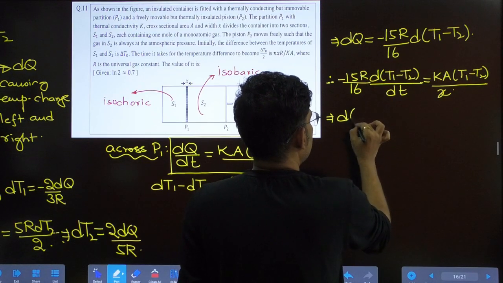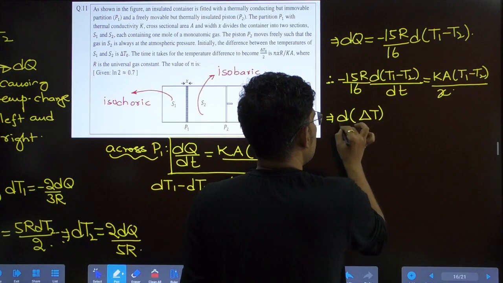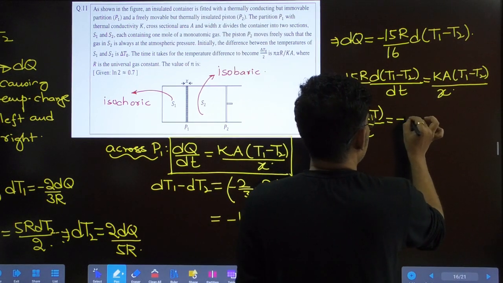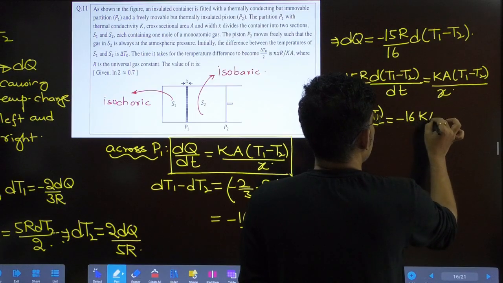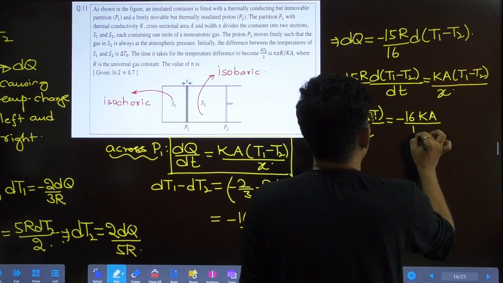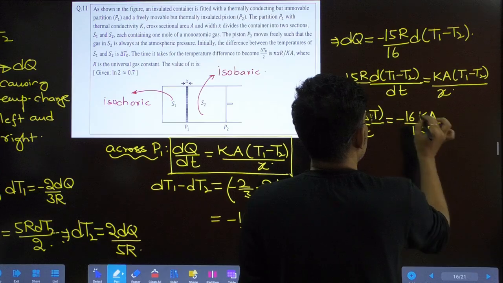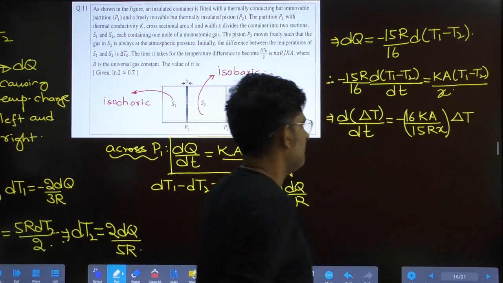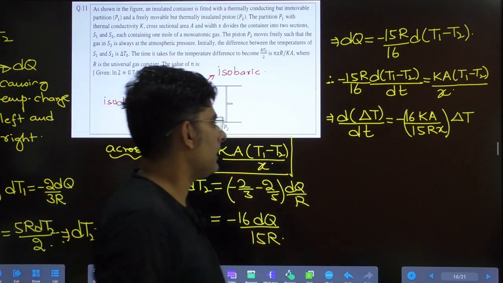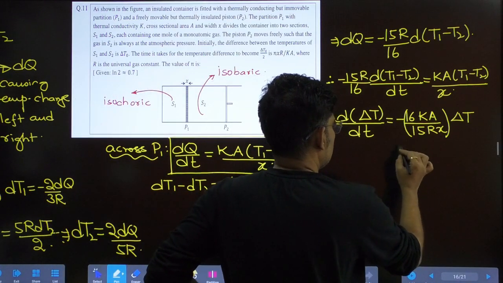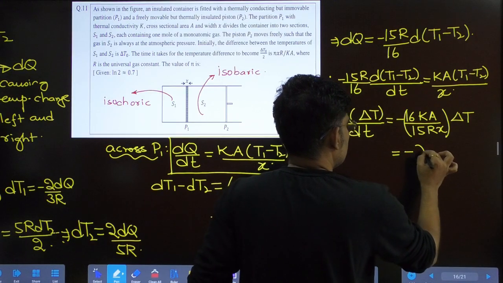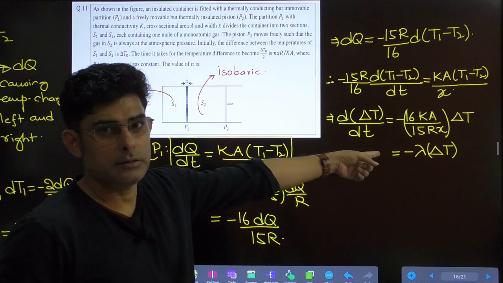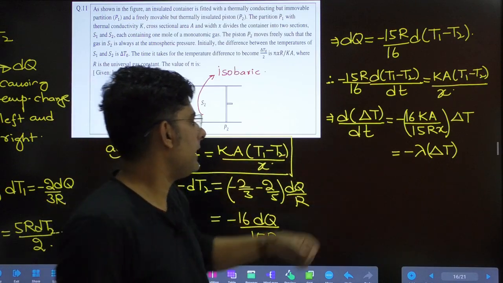So now let's call T1 minus T2 as delta T. So d of delta T by dt, taking the remaining terms to one side, equals minus 16 Ka by 15 R X times delta T. Now if you see this differential form, can you see it is a decay type reaction. So it is a decay reaction.